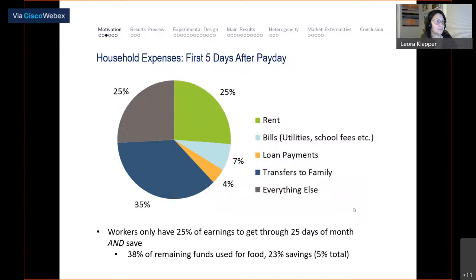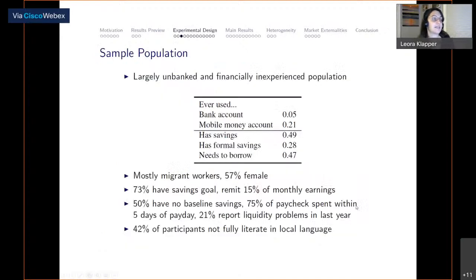So let me continue. So again, sample population, only about 5% of workers in our sample had ever used a bank account, about 20% used a mobile money account, about half have some sort of savings, about a quarter had some sort of formal savings, and about 50% need to borrow. That's really important in terms of the resilience. And again, we're surprised by these numbers.